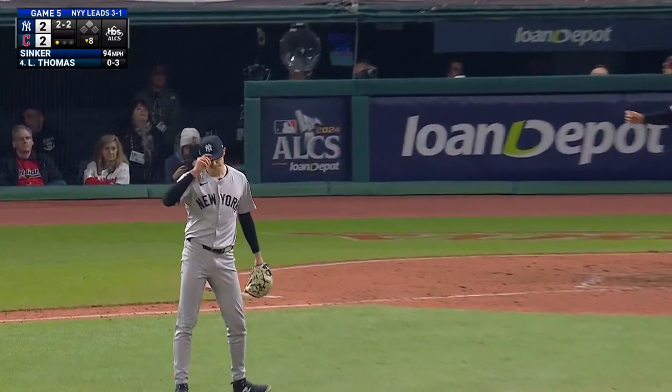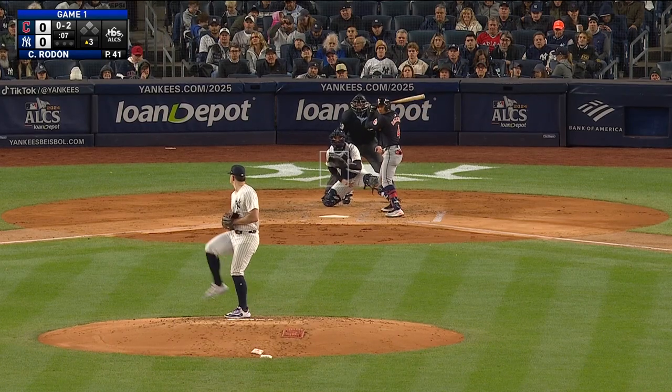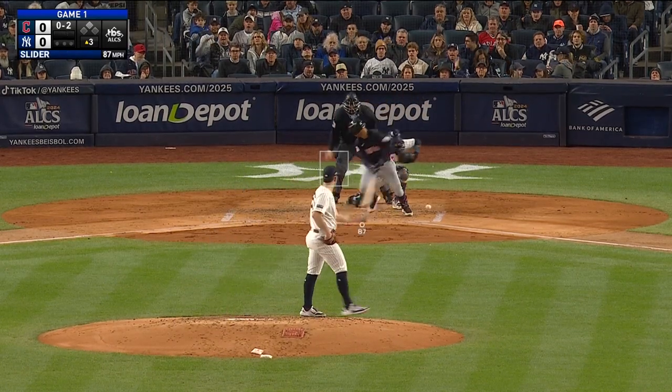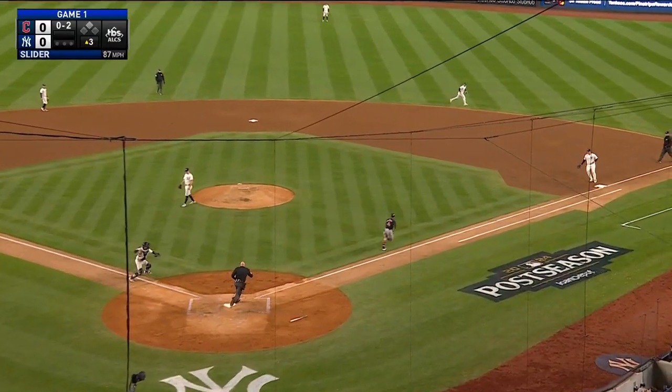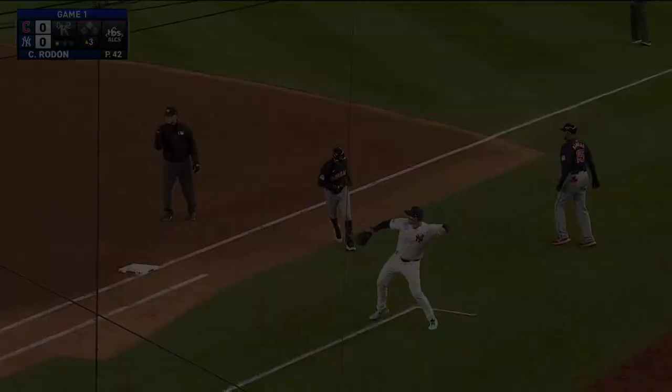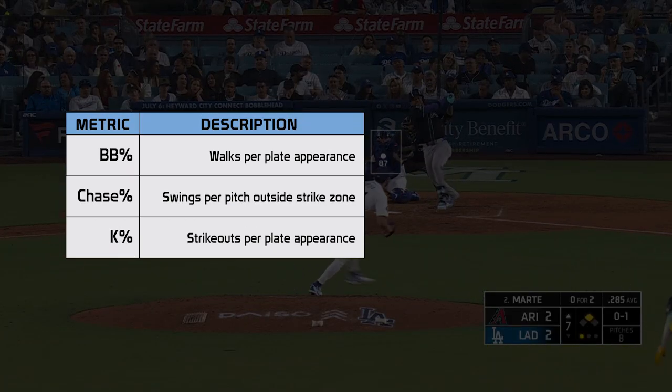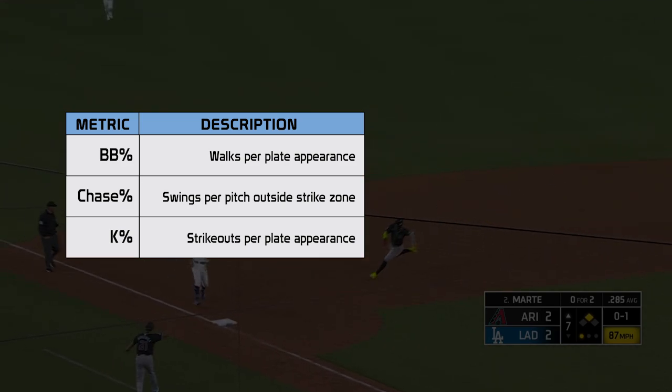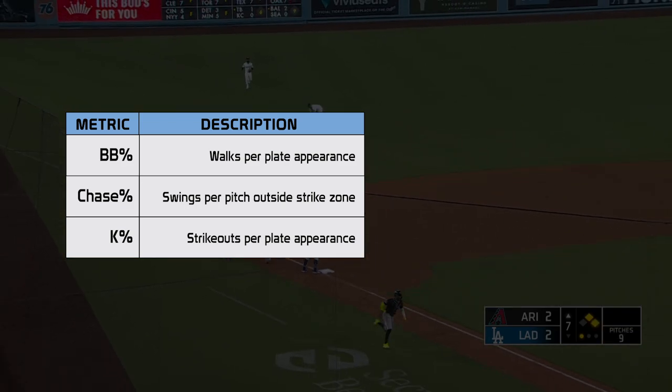When the Guardians inevitably lost the series, I scoured the internet for sabermetric ways to measure plate discipline, and found a surprising lack of information. The current go-to statistics for plate discipline are walk rate, chase rate, and strikeout rate, which each paint part of the greater picture of plate discipline but don't quite capture everything.